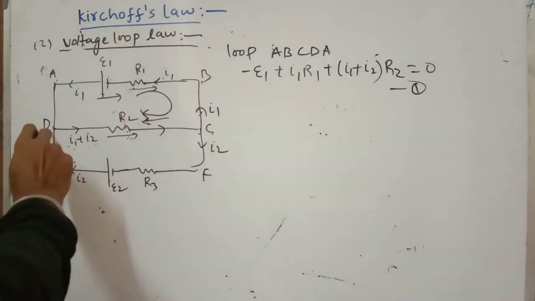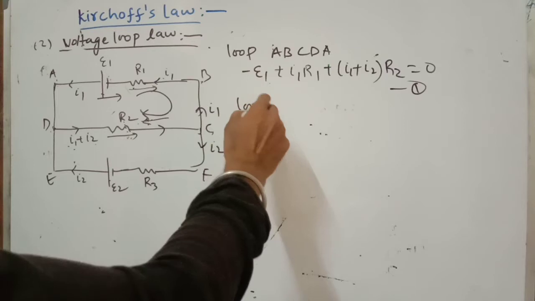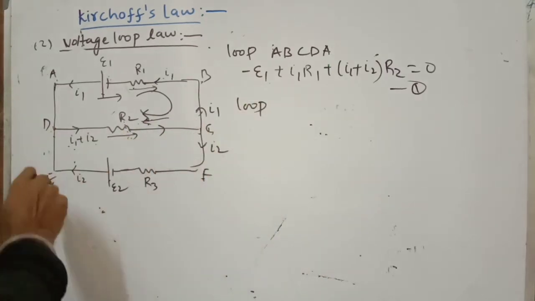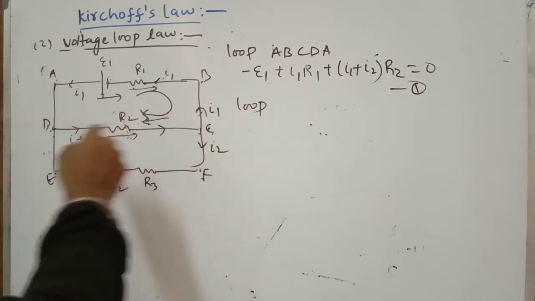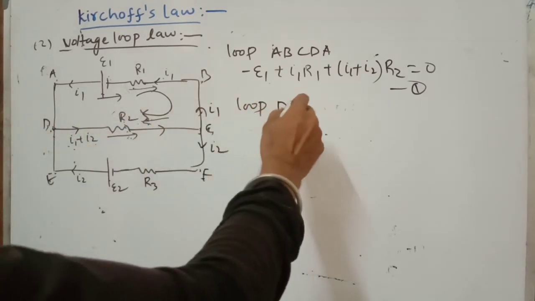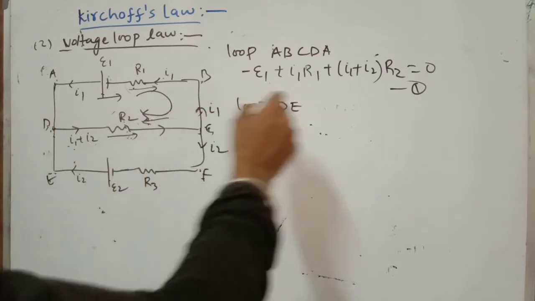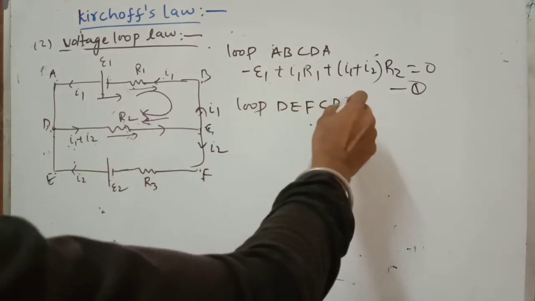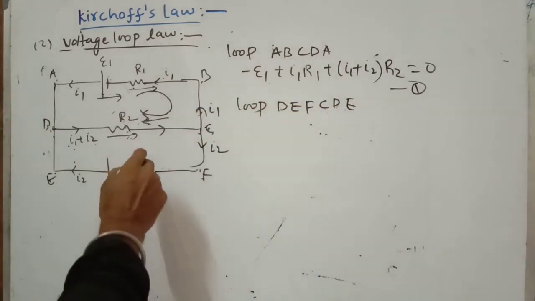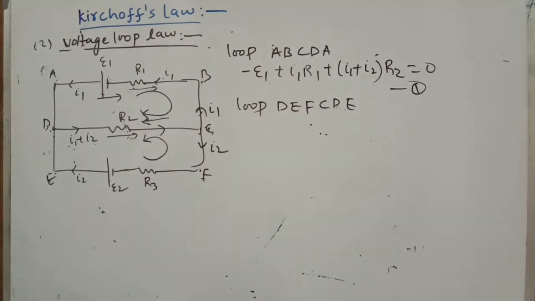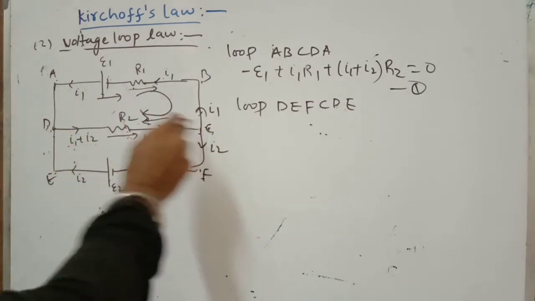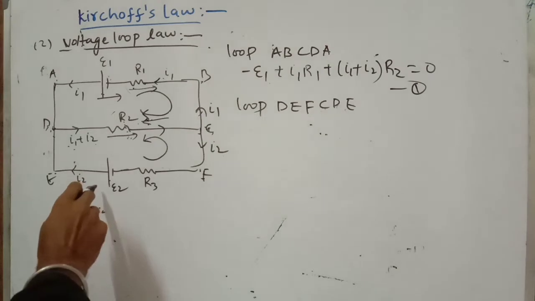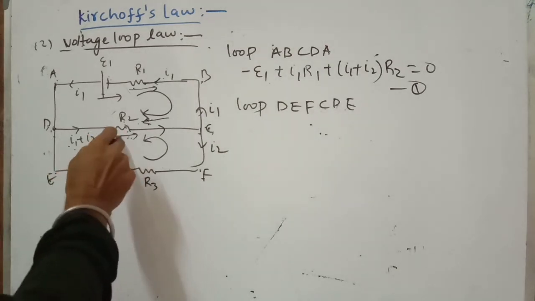Similarly, you can also consider the loop D, C, F, E, D, or you can also assume D, E, F, C, D. Let me consider D, E, F, C, D. My loop direction is this one. So I am going to write the voltage loop law in the loop D, E, F, C, D. I am going to start from here.